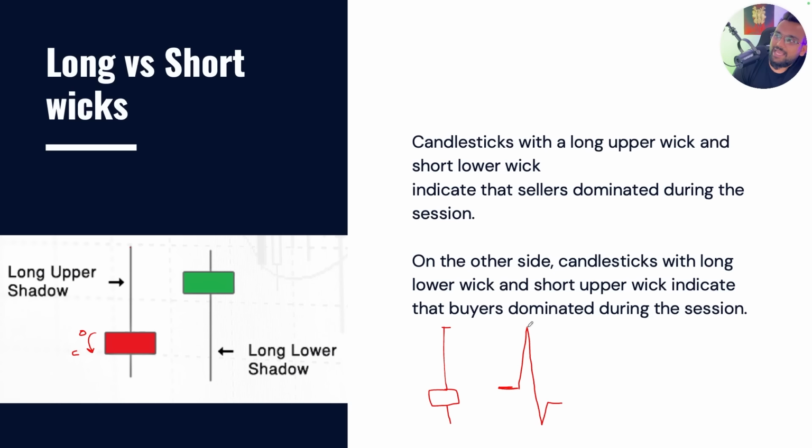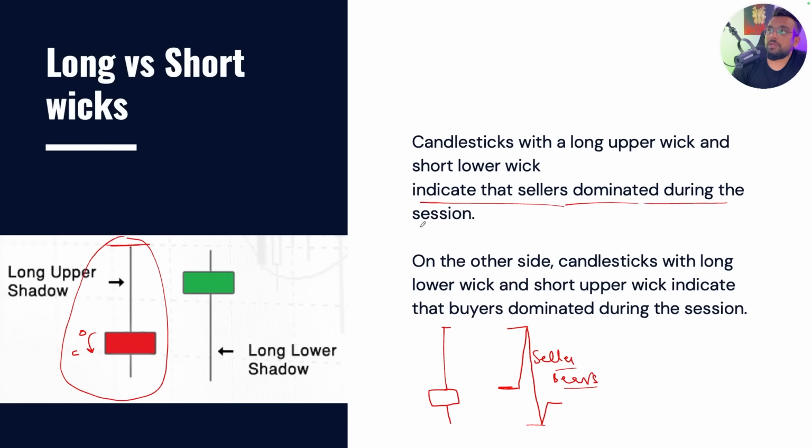But looking at this candle, who had the most control? Who covered the most distance from highs to lows? Sellers, or bears. So this becomes a bearish candle. It's a super bearish candle because they fought off all the bulls, the bears took over, and the price went down. It indicates the sellers dominated during the session.